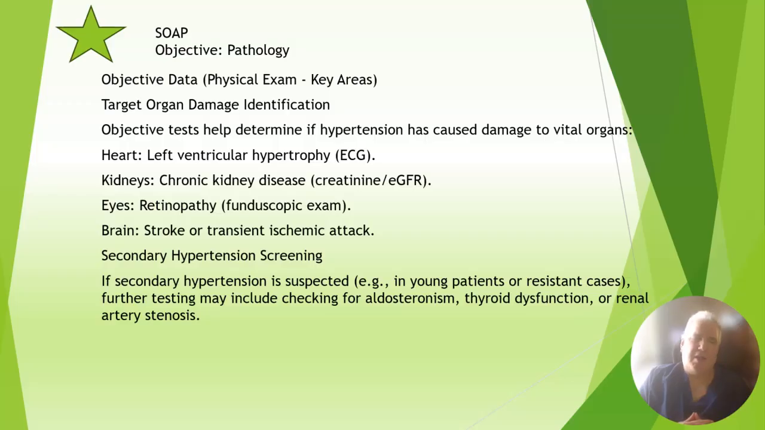The next thing is the secondary hypertension screening. This is where there is a secondary reason for hypertension, such as a comorbidity, such as aldosteronism, thyroid dysfunction, or renal artery stenosis, where there's a blockage to the kidneys, and that's causing additional backpressure.